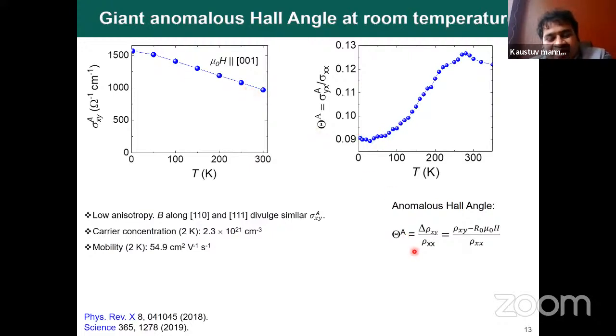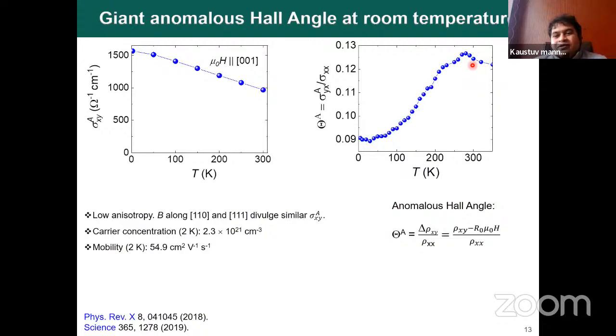And when we estimate the Hall angle, from this formula, you see that the Hall angle increases with temperature, and it is practically maximum around room temperature. This clearly gives an indication that the protection of the anomalous Hall conductivity, or the topological states, with respect to temperature fluctuation is really robust in these compounds.